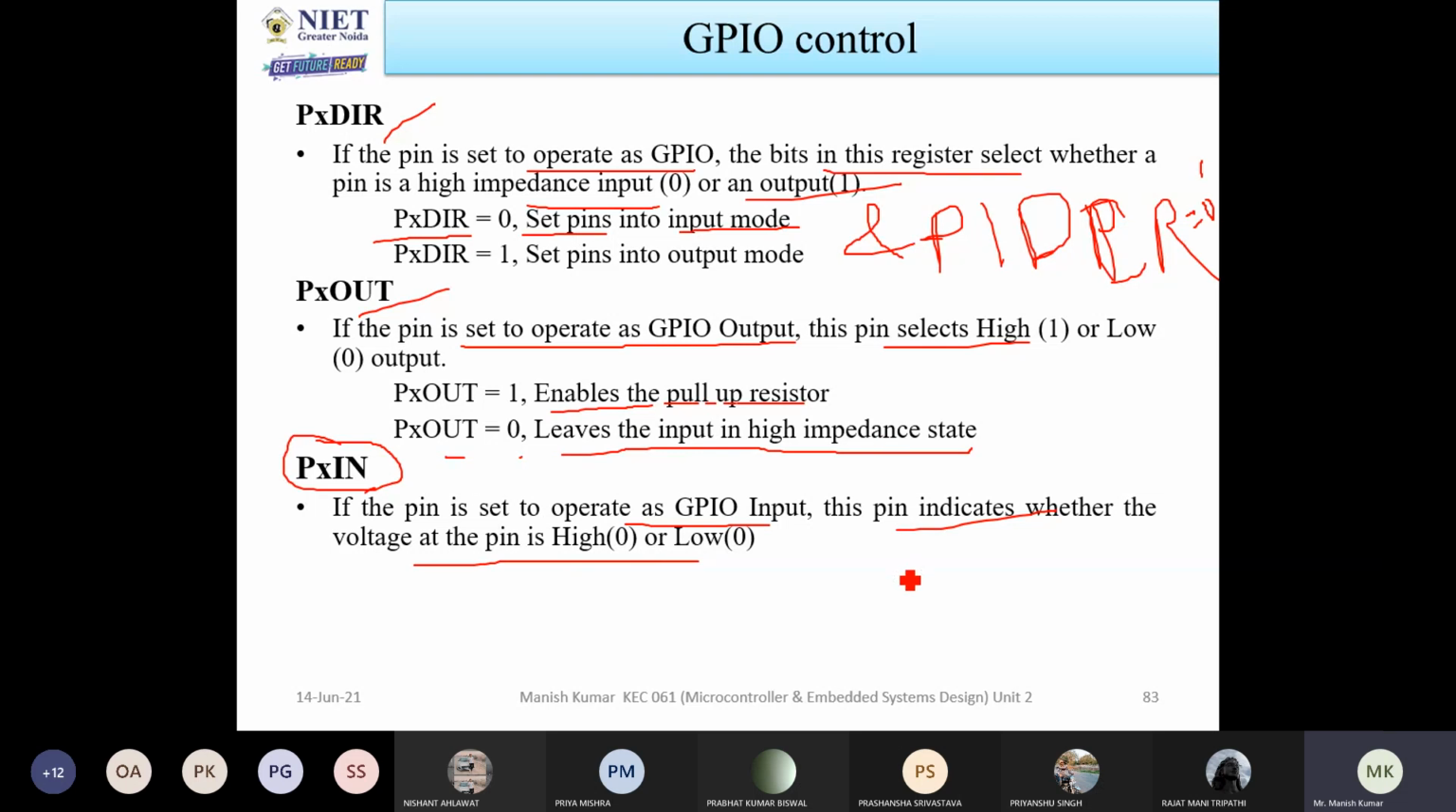So I think all of you have an overall idea about the GPIO control pins, pull-up registers and memory bank. So these three topics I discussed today. If you have any doubt, you can tell me.